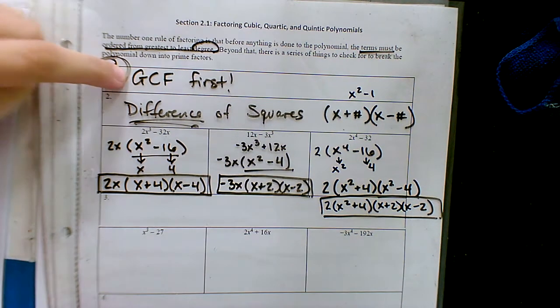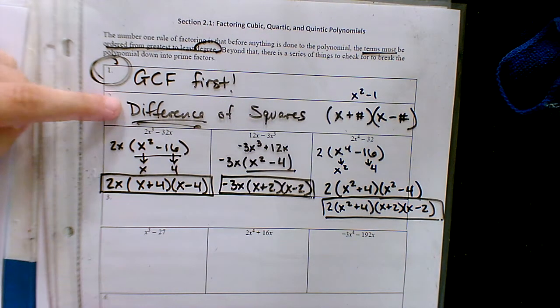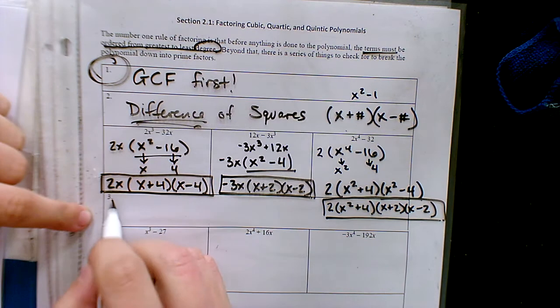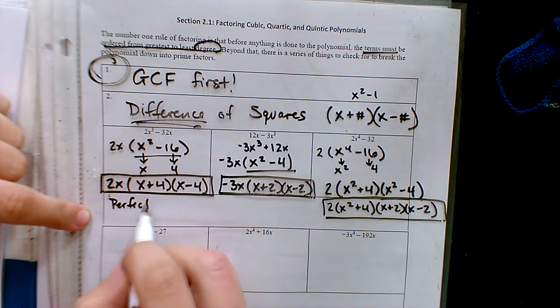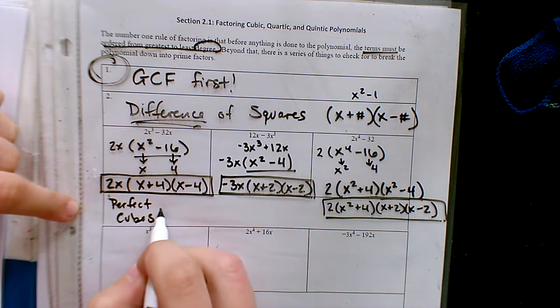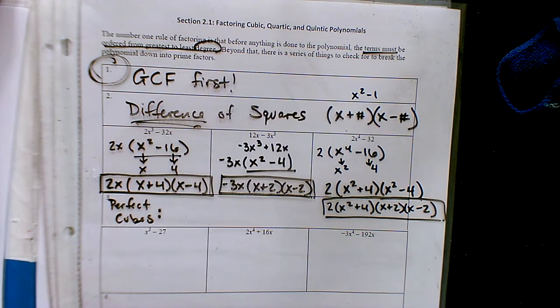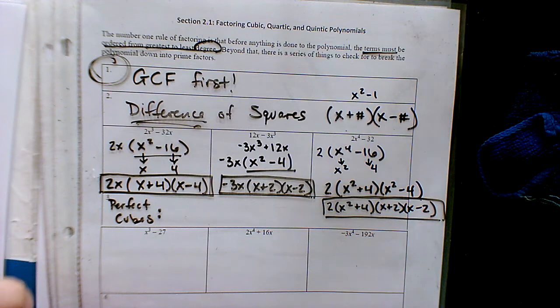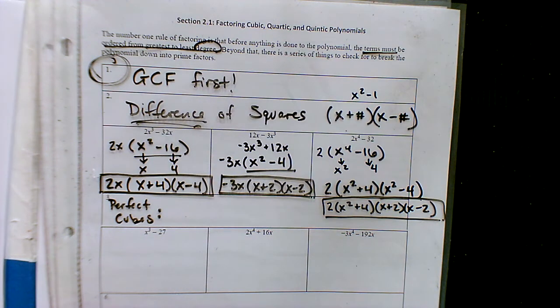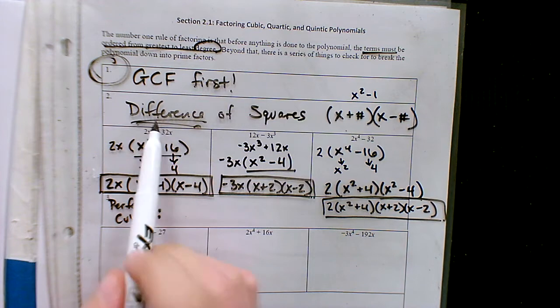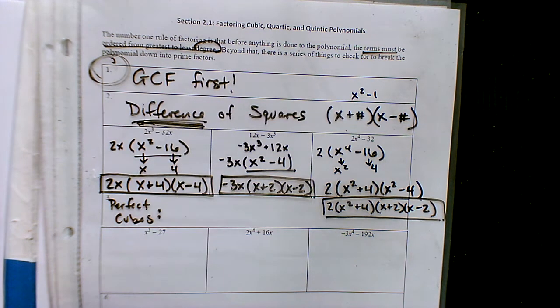All right, so I know we're pretty familiar with GCF and difference of squares. What we might not be familiar with are perfect cubes. Have we factored perfect cubes before? Probably not. Okay, so perfect cubes, unlike difference of squares, you can be adding them together or subtracting. So it doesn't have to be just subtraction like the squares are.